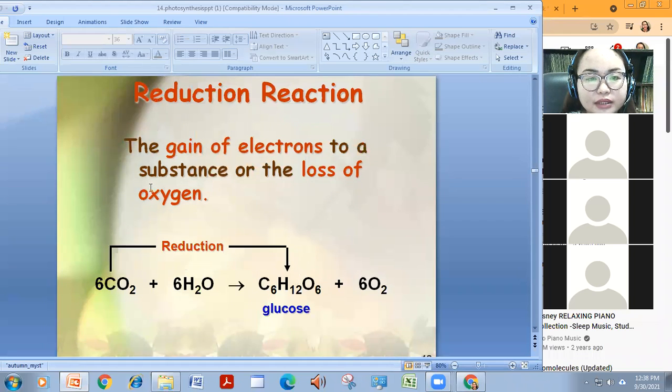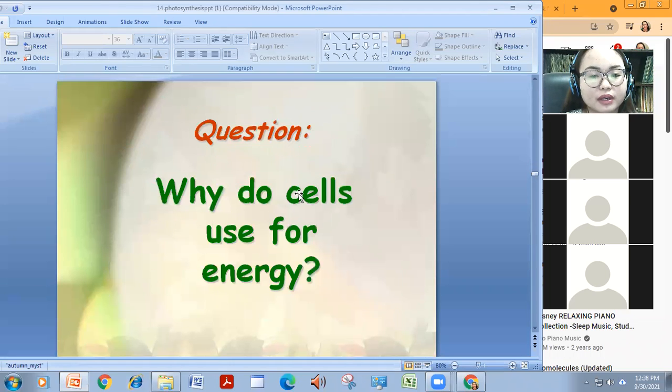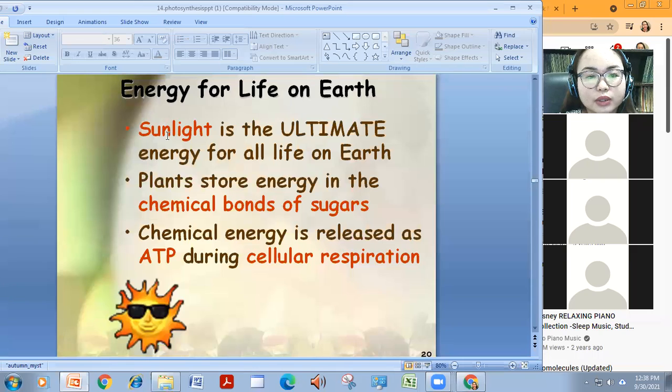And the reduction reaction is the reducing of carbon dioxide to glucose. So that's the gain of electrons to a substance or the loss of oxygen. So why do cells use energy? The plant cells use sunlight because it's the ultimate energy for all life on Earth.